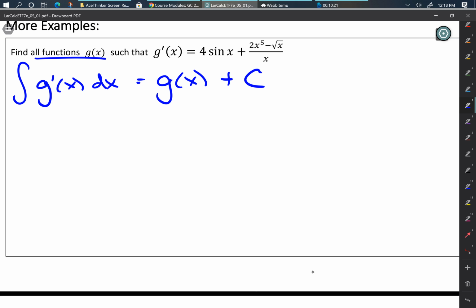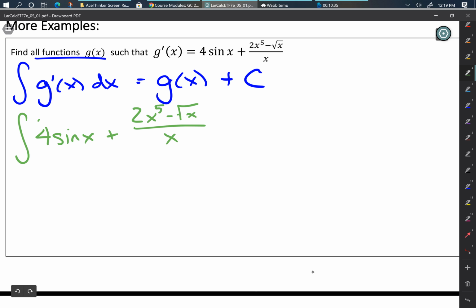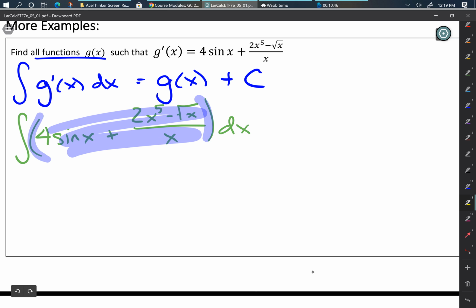So this is what we need to do. We need to do an indefinite integral. We need to find the antiderivative of 4 sine x plus 2x to the 5th minus the square root of x divided by x. That entire thing is my integrand, and because that entire thing is my integrand, I wrap that whole thing up in that set of parentheses. Right? The integral symbol and the dx are my operators.